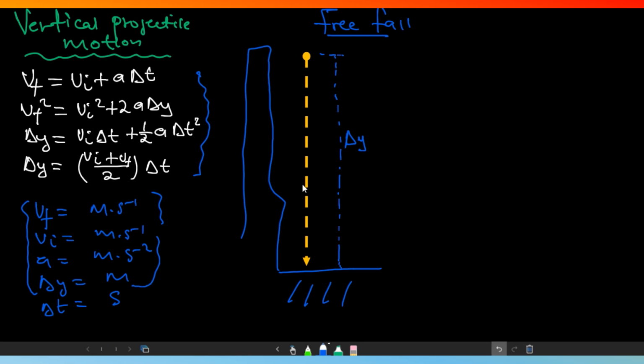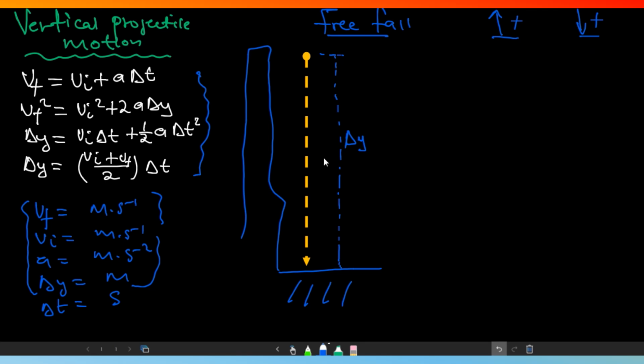So how are we going to use them when calculating any of these? Let's say we choose upward as positive, or you can choose downwards as positive. When we choose upward as positive, anything that goes down has to be negative. When you choose downwards as positive, anything that goes up must be negative.